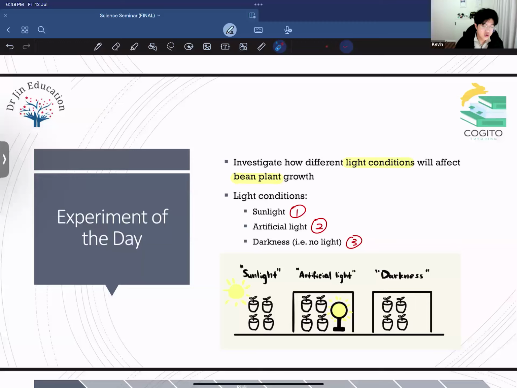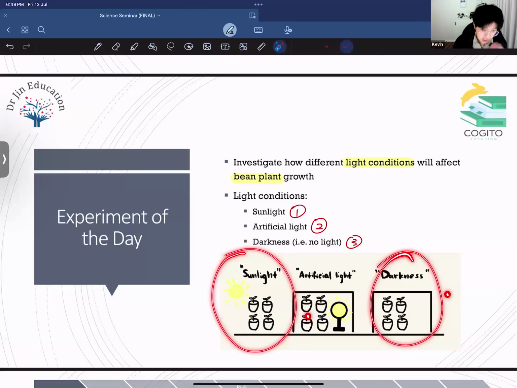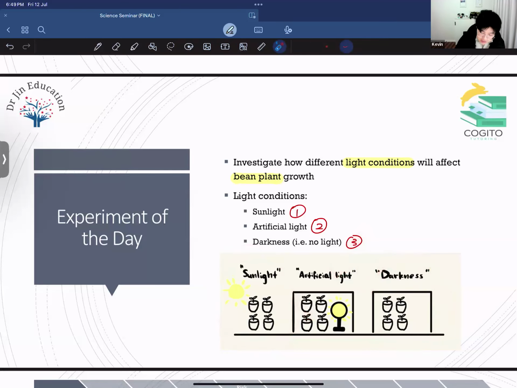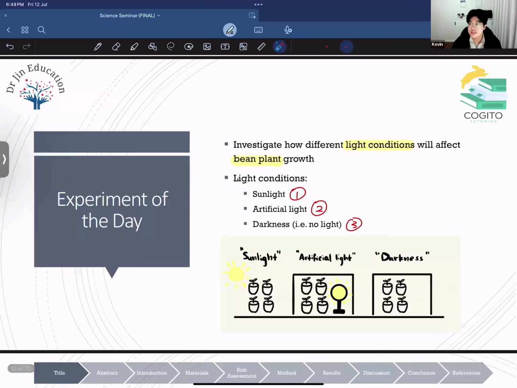Hopefully looking at this, you guys can already make some estimations as to which one's going to grow the most. Obviously it's going to be the sunlight one because that's the most natural one. The plants in darkness probably won't grow that well because they don't have sunlight. Now the question is, what about artificial light? Is it going to be as good as sunlight? Is it going to be better than darkness? We don't know, so we're going to investigate. There we go, this is the experiment. Let's go forward and look at the different components.